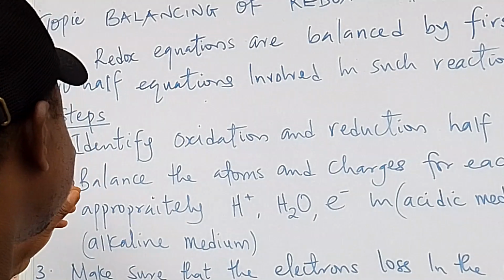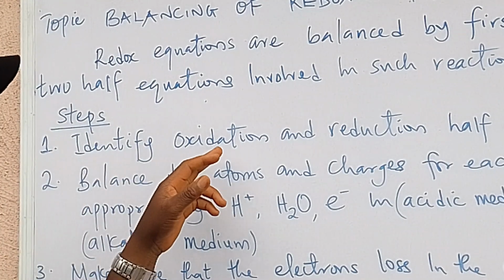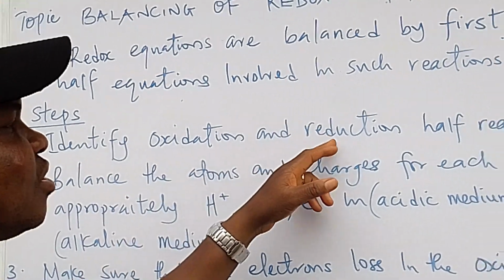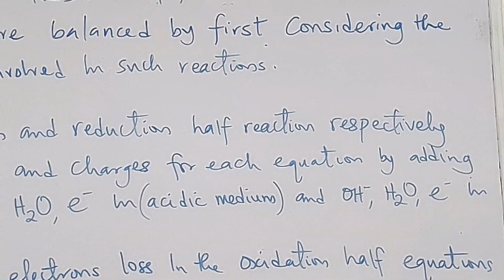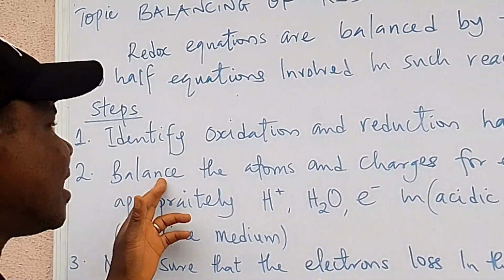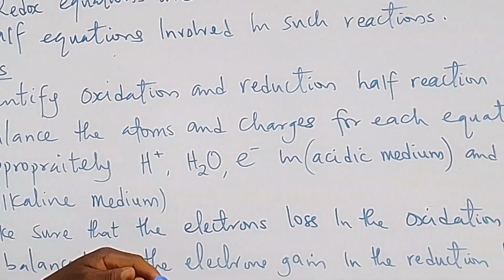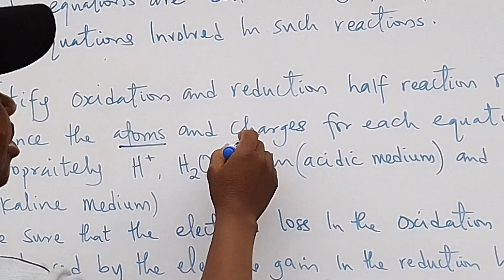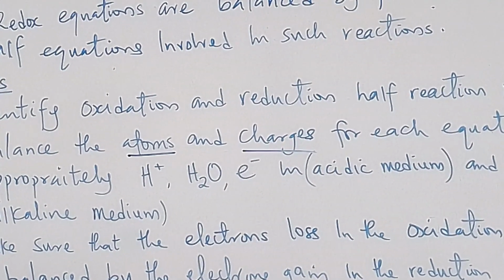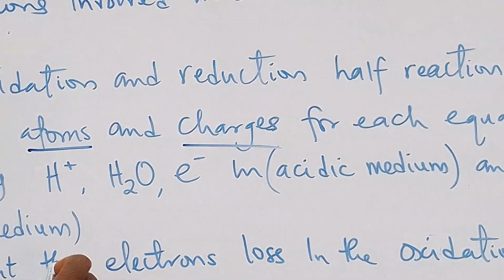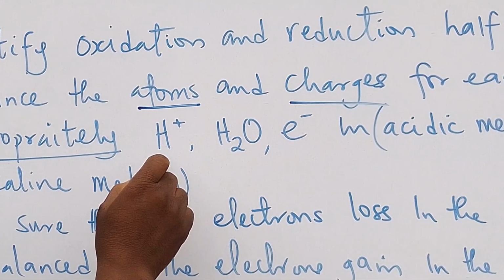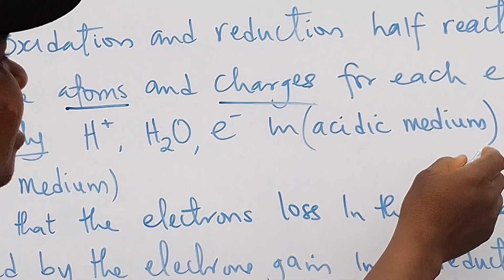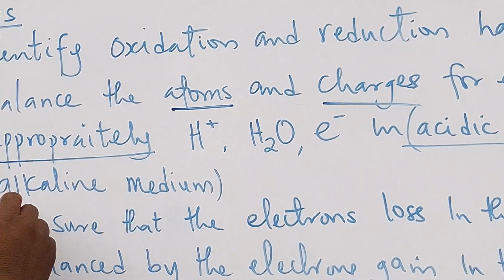Step number 1 is to identify the oxidation and reduction of the reaction respectively. Step number 2, balance the atoms and balance the charges for each equation by adding appropriately. Please take note of this word appropriately. By adding, there are 2 media: one is acidic medium, the second one is alkaline medium.